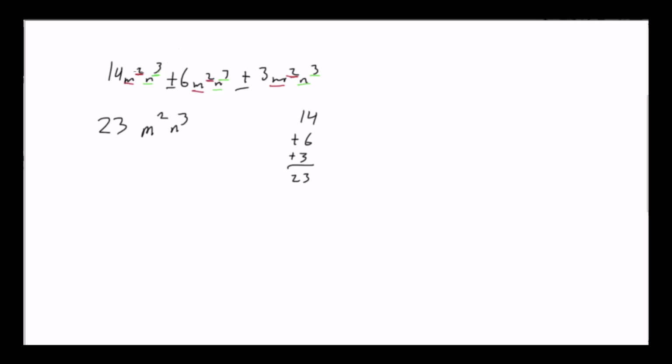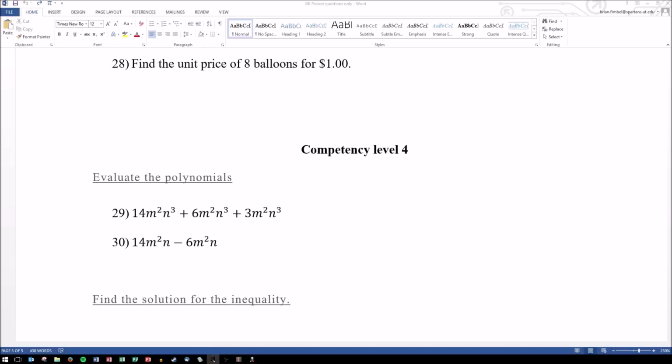You just make sure that each variable is raised to the same power so that you can combine like terms, which is exactly what we had here. So let's see what's up next. Oh, we're just moving on from addition to subtraction. And we have 14m squared n to the first minus 6m squared n to the first.